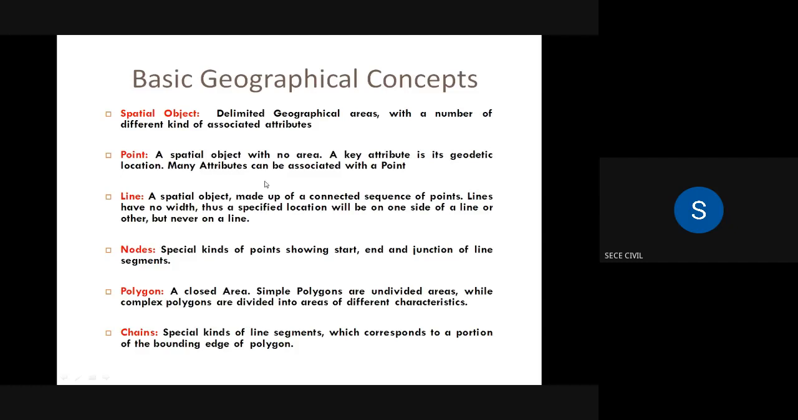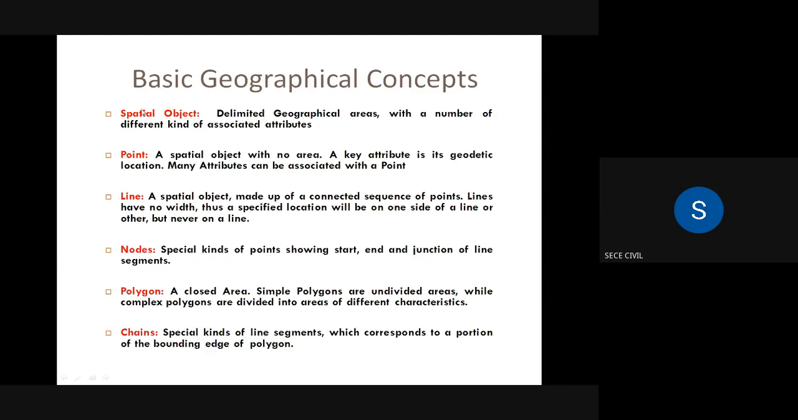Okay, so some of the basic geographical concepts. First, spatial objects. A spatial object denotes space only, space points only. Here they are talking about delimited geographical areas with a number of different kinds of associated attributes. So the spatial object is a delimited geographical area. Some points in the land are a delimited geographical area, but in space it is a delimited geographical area.